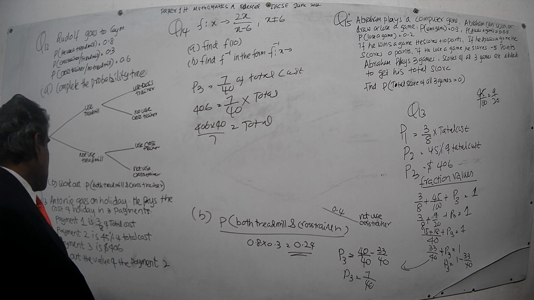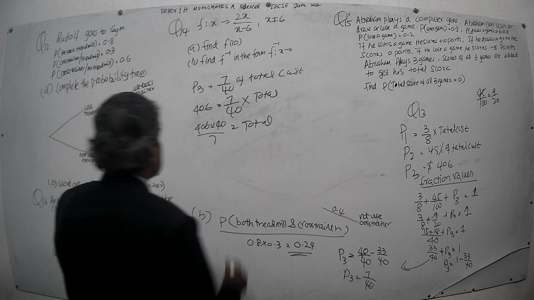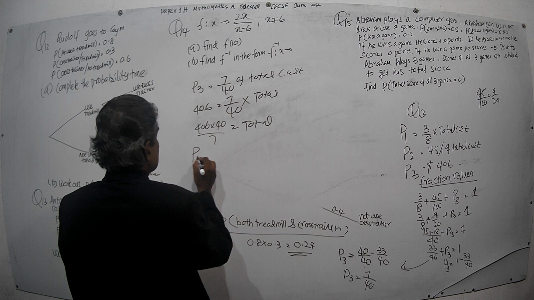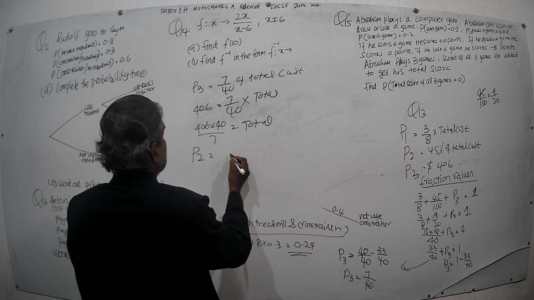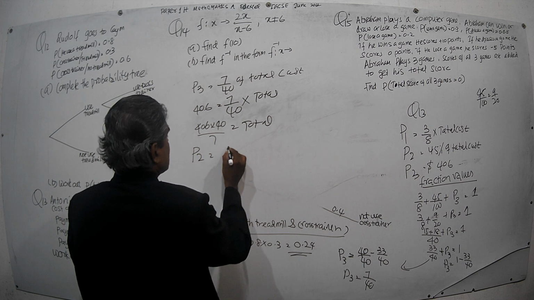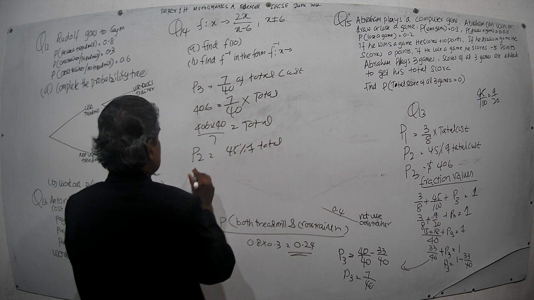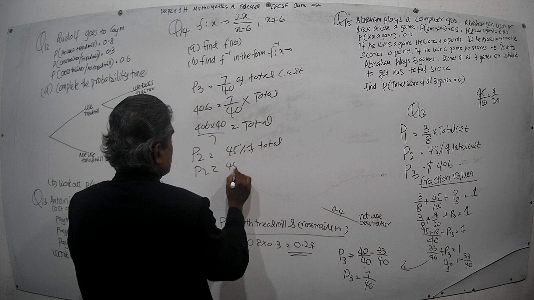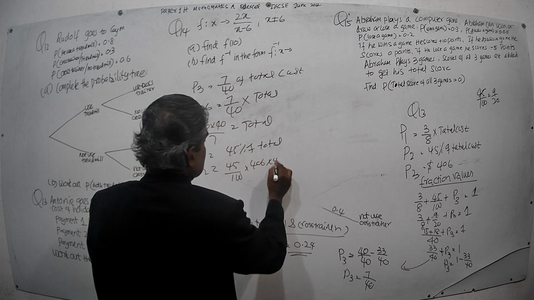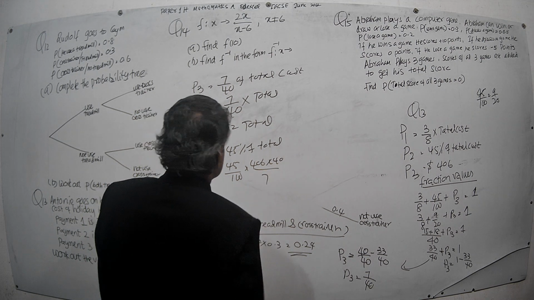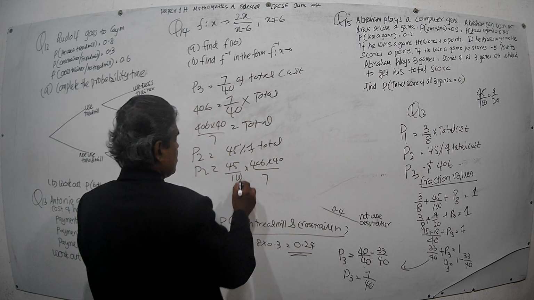Out of this total, we have to find P2. Then we will take it like this. Then P2 equals 45% of the total. Then this is the total. No? Then this is 45% of the total. This is the total. We substitute 45 over 100 into 406 into 40 over 7. Let's try that. I don't think it is still possible.